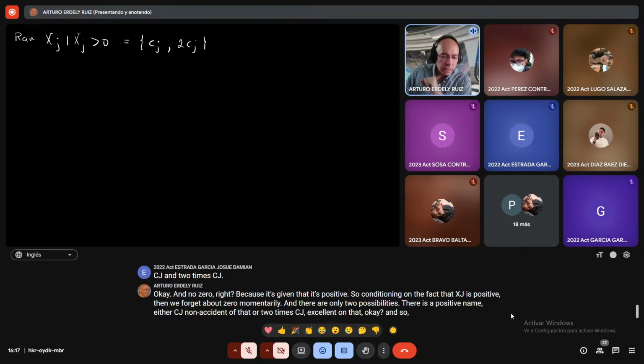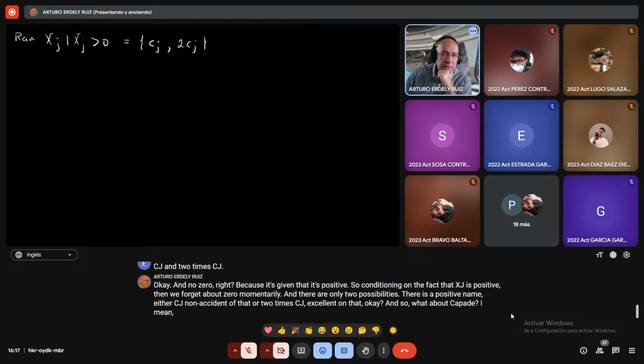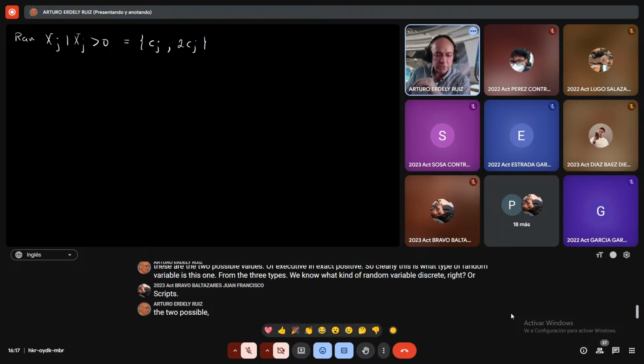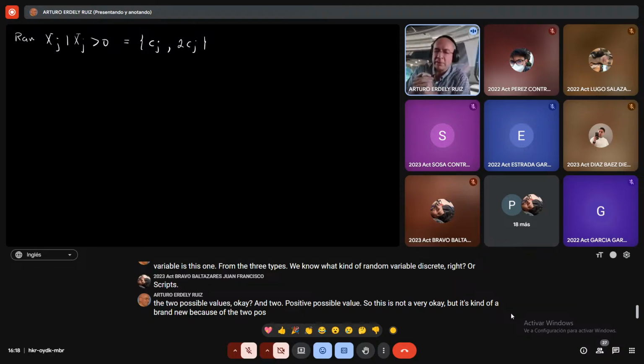And so, what about kappa J? I mean, these are the two possible values of xj given xj positive. So clearly, what type of random variable is this one? From the 3 types we know, what kind of random variable? Discrete, right? Only 2 possible values, okay? 2 positive possible values. So this is not a Bernoulli, okay? But it's kind of a Bernoulli because of the 2 possible values, but strictly speaking, it's not 0, 1, it's CJ or 2 times CJ, okay?